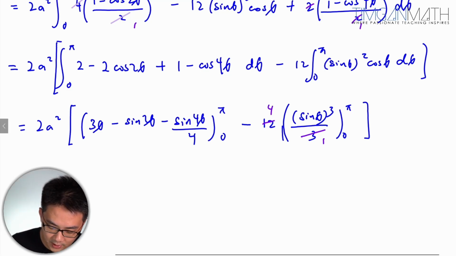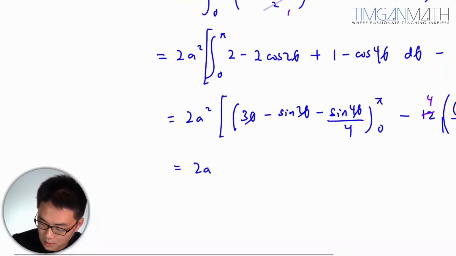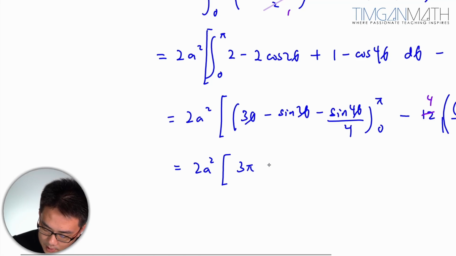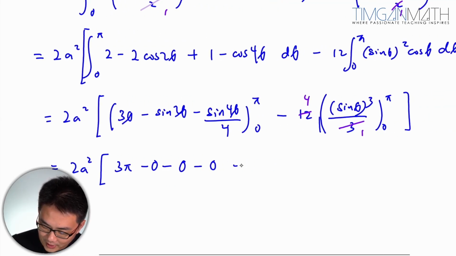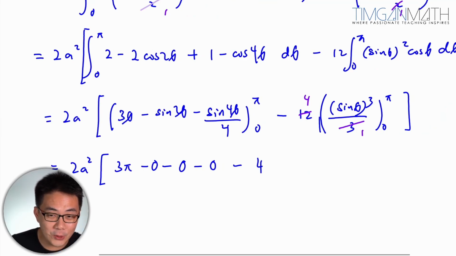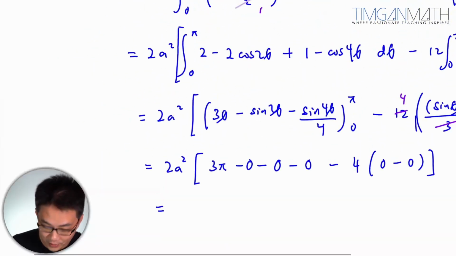And I'm going to replace the values in. So this is a squared. This is 3 pi. Sine 2 pi is 0. Sine 4 pi is 0 as well. Everything is 0, so I'm quite happy with this outcome. This over here will be 4. Sine pi will be 0 as well. So what is left is just 3 pi a squared.